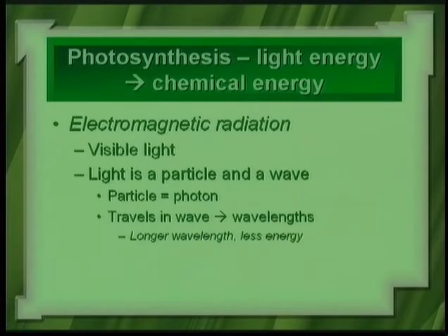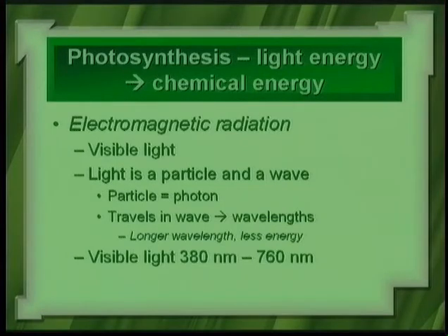So generally, like we saw in that little drawing that I made, the longer the wavelength, the less energy you have, okay? The shorter the wavelength, the more energy you have. So what we call visible light is generally part of the spectrum known from 380 nanometers, which is high energy, to 670 nanometers, which is lower energy, okay? So here, visible light from about 380 nanometers to 760 nanometers.